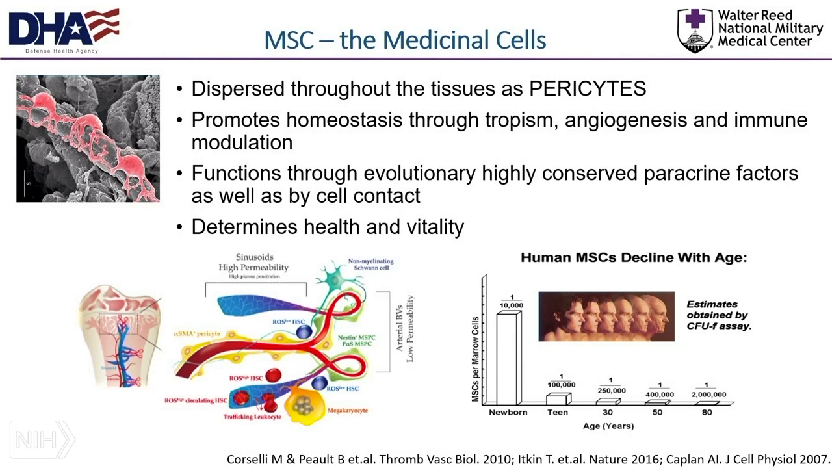they are located in very close proximity to hematopoietic stem cells in bone marrow sinusoids, and modulate through evolutionarily highly conserved mechanisms to provide tropism, immunomodulation, and angiogenesis. And they determine health. They are very important, vital for health and vitality, as the numbers of mesenchymal cells decrease along with aging throughout life.